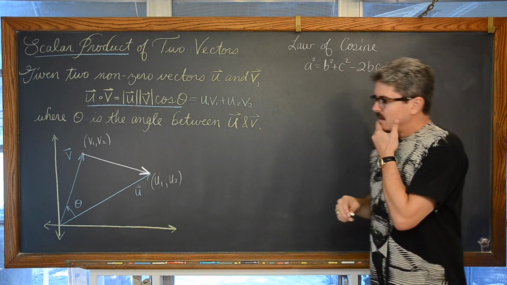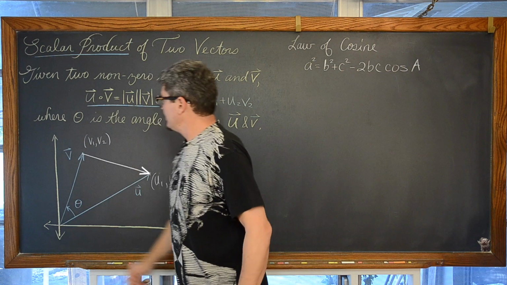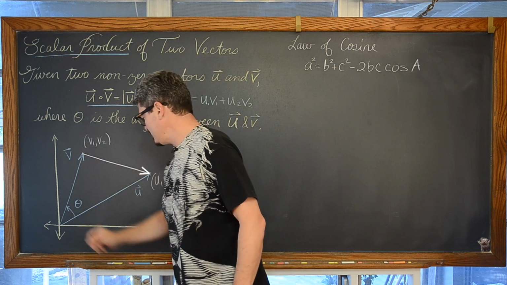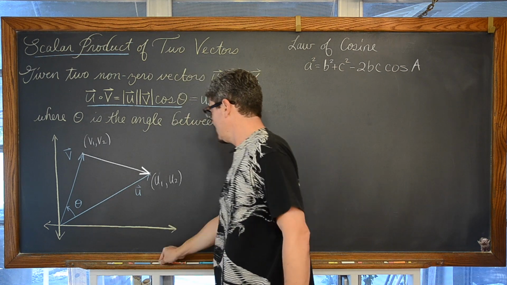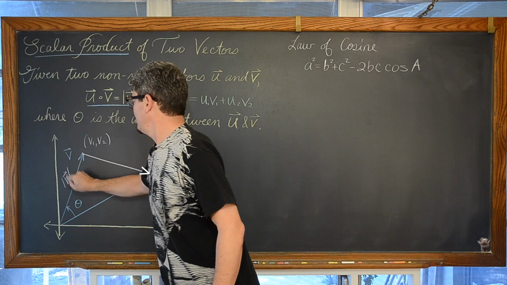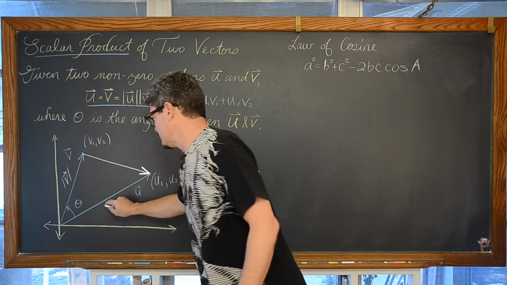Now, if we have this diagram set up, and this is vector v, well, vector v has some magnitude, the magnitude of vector v. We have vector u, which will have some magnitude.